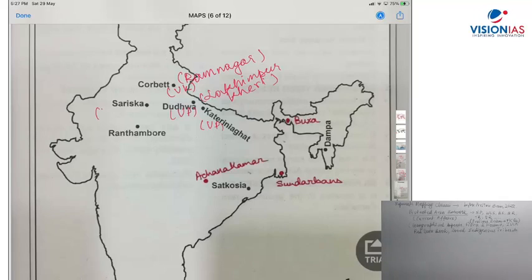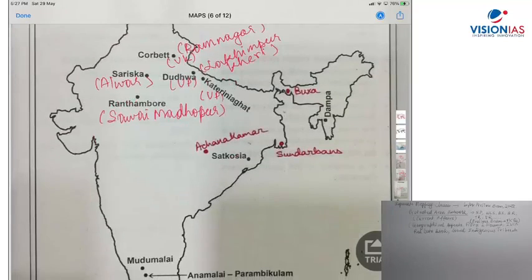Sariska is in Alwar district of Rajasthan. You find Sariska Tiger Reserve there. Ranthambore is in Sawai Madhopur, again Rajasthan. There is a famous tiger reserve called Ranthambore. Achanakmar is in Chhattisgarh. So you have to know all such important names of tiger reserves. Satkosia is in Odisha.